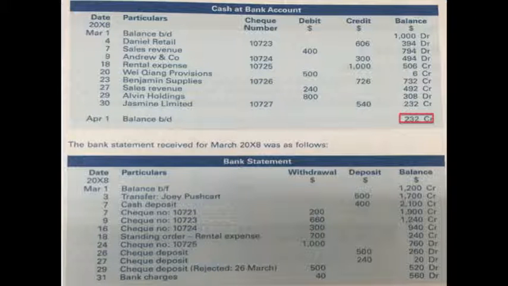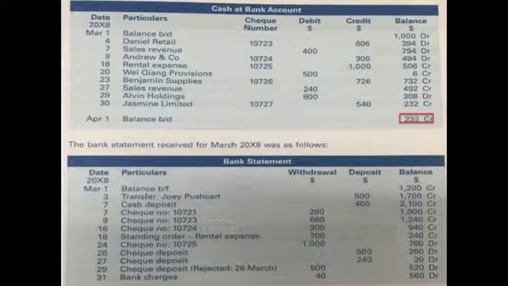Now we look at a typical kind of bank reconciliation question. Normally, in the first part of the question, they will ask you to update your cash book first. Then you do a bank reconciliation. So how do we update our cash book?